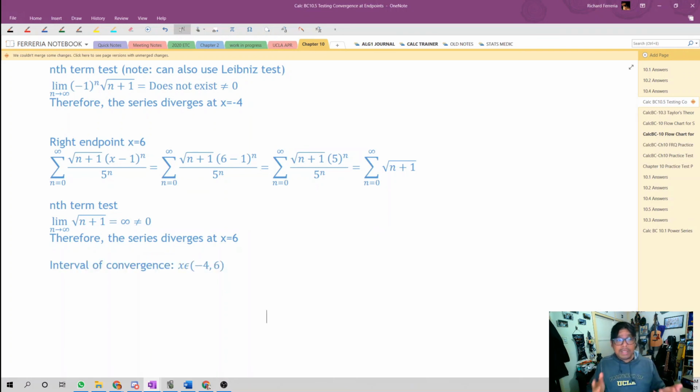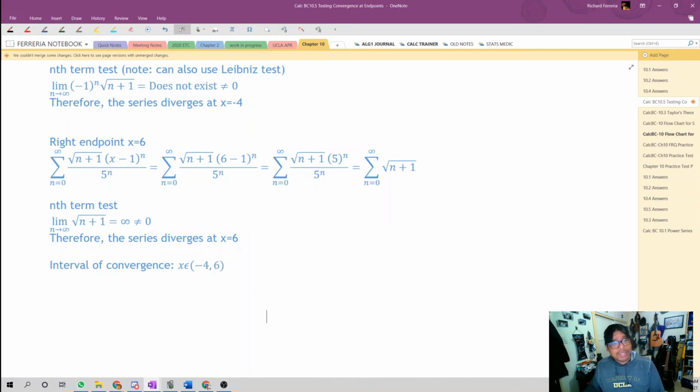And when we put it all together, we get the interval of convergence. The interval of convergence here is x between -4 and 6, not including -4, not including 6. And that is where it is.